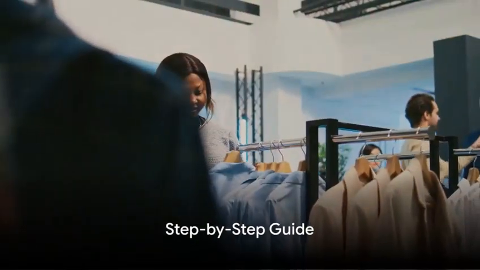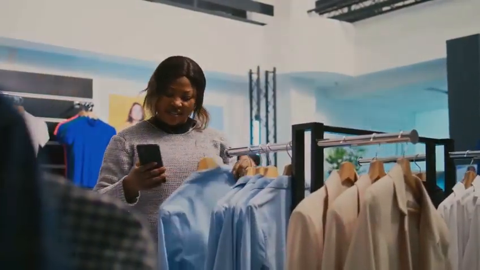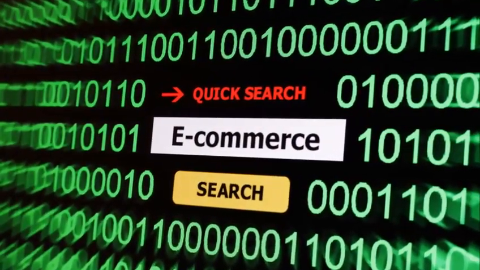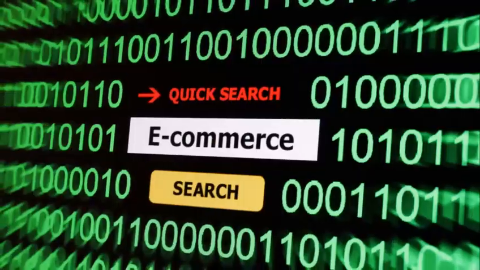Step 1. Select your product. For instance, a product on AliExpress that's selling for $3.39. This product was chosen because it's not currently being sold in Pakistan, meaning you can control the market and set your own price.